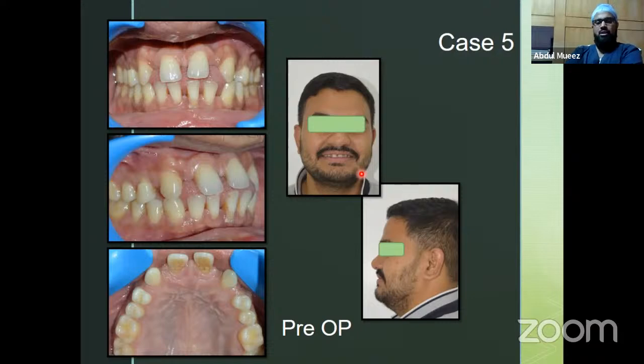Next thing he asked us was to do something so that all the spaces should close. Periodontally, on examination, we saw that his 3-1 was grade 2 mobile. We can see so much of recession, and the others were grade 1 mobile.